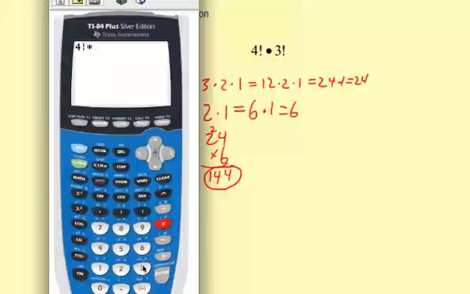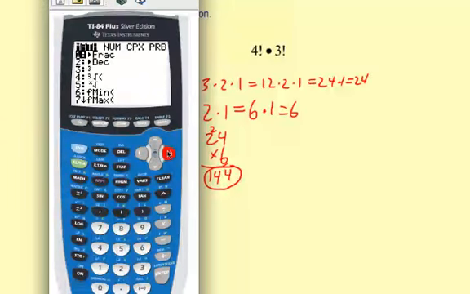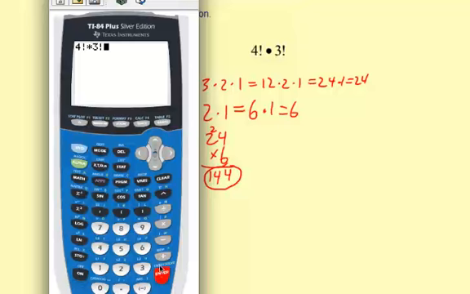And then times 3, and then to get the factorial, I have to go back in the menu again. Now some calculators have an exclamation point right on one of the buttons, where if you hit shift or something like that. So you just have to look on your calculator and see where it is. There we go, 144. So I know I did my math correctly. The answer for 4 factorial times 3 factorial is 144.